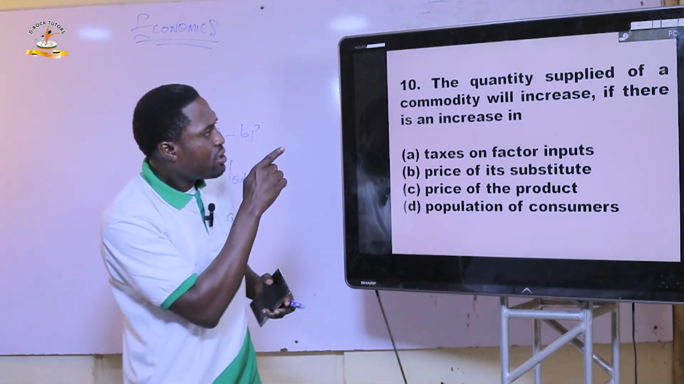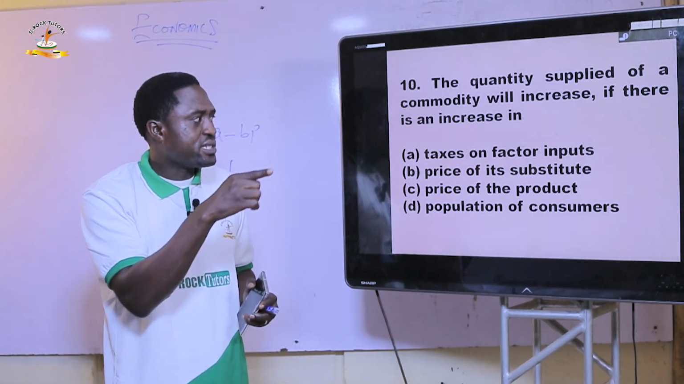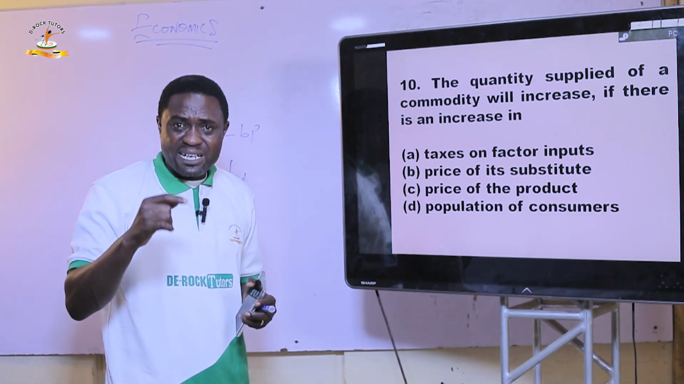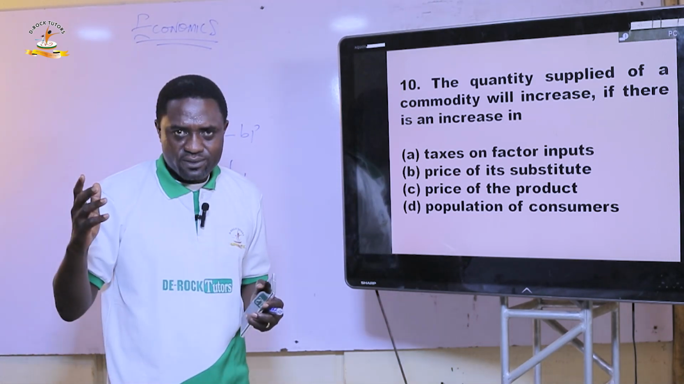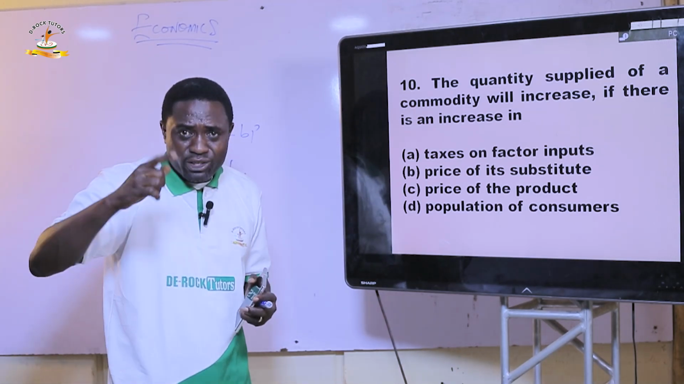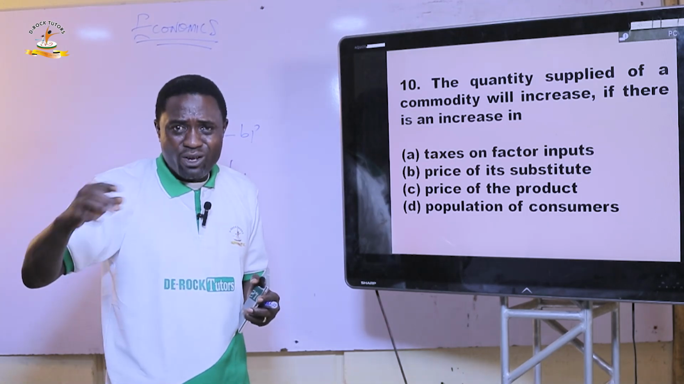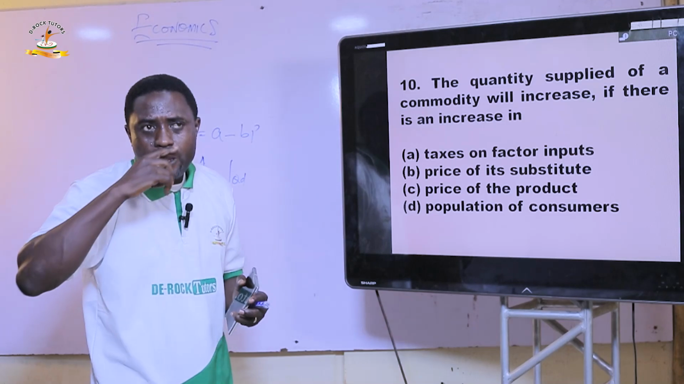Now, what are they saying? Quantity supply of the commodity will increase if there is an increase in the price of the products. There are many factors that can affect demand. Likewise, supply. Many factors. Price is one of the factors affecting supply. Technology is there. Weather or climate condition is there. Government policy. There are many factors that affect supply.